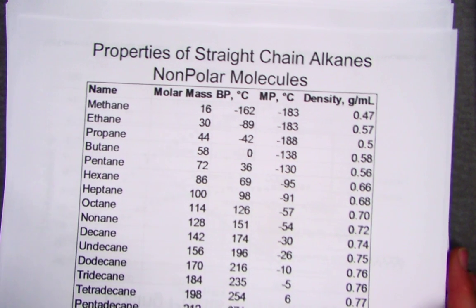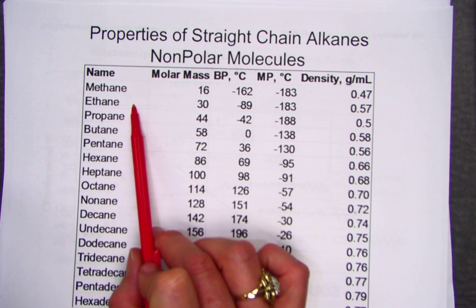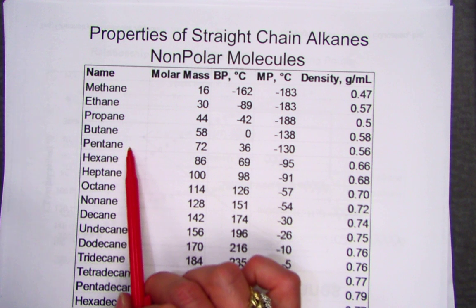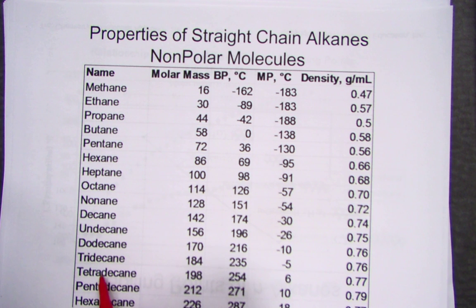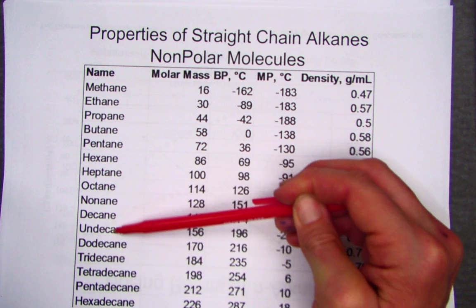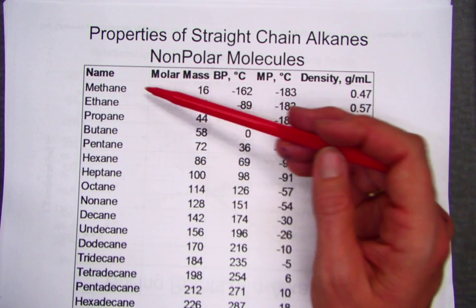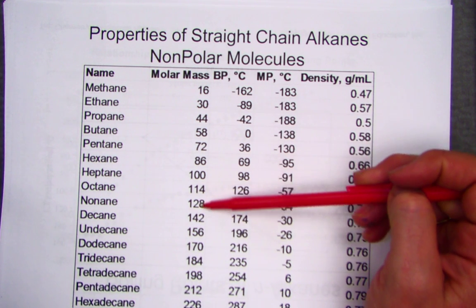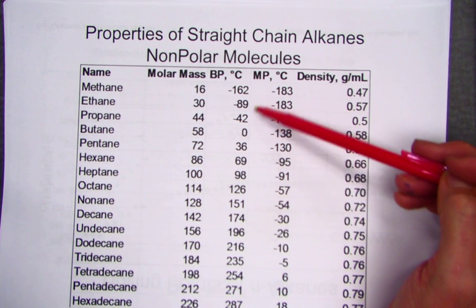Properties of straight chain alkanes. 1 carbon in methane, 2 carbons in ethane, 3 carbons in propane, 4 carbons in butane, 5 in pentane, 6, 7, 8, 9, 10, 11, 12, 13, 14, 15, 16. 1 carbon being added each time to the hydrocarbon chain. What we notice is a trend. The bigger the molecule, the heavier the molecule, the higher its boiling point.